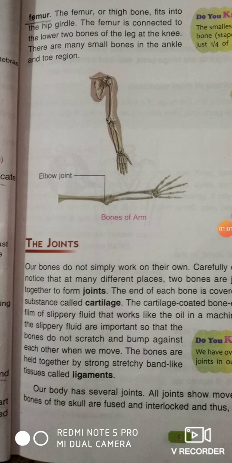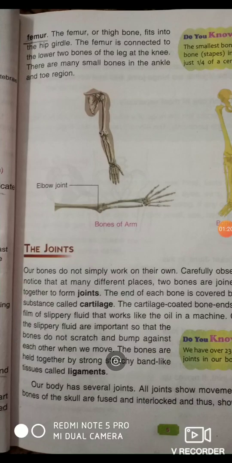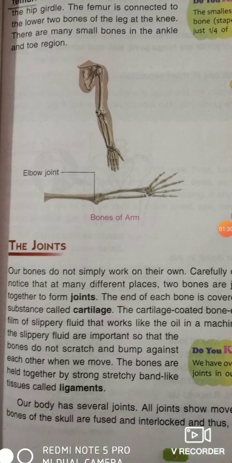Okay? And one word, that is cartilage. This is also new for you. So what is this? The end of each bone is covered by a tough, smooth, shiny substance called cartilage. The cartilage coated bone ends are kept apart by a thin film of slippery fluid that works like the oil in a machine. The coating of cartilage and the slippery fluid are important so that the bones do not scratch and bump against each other when we move.